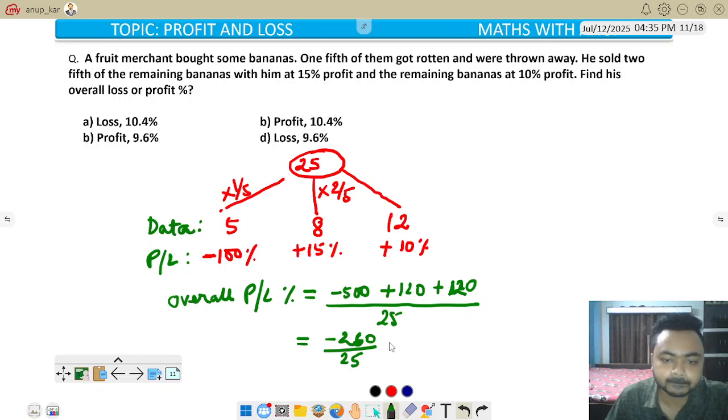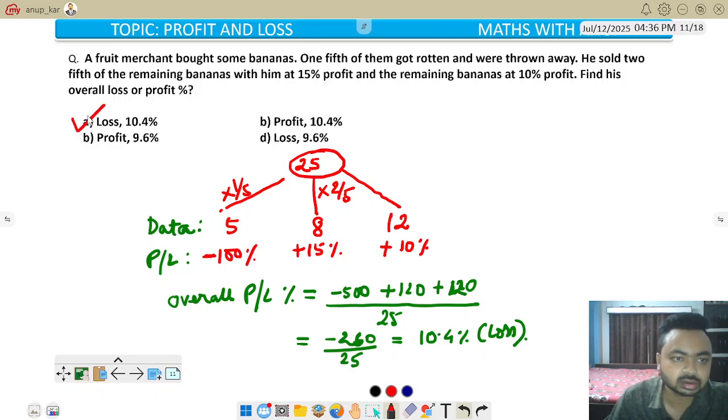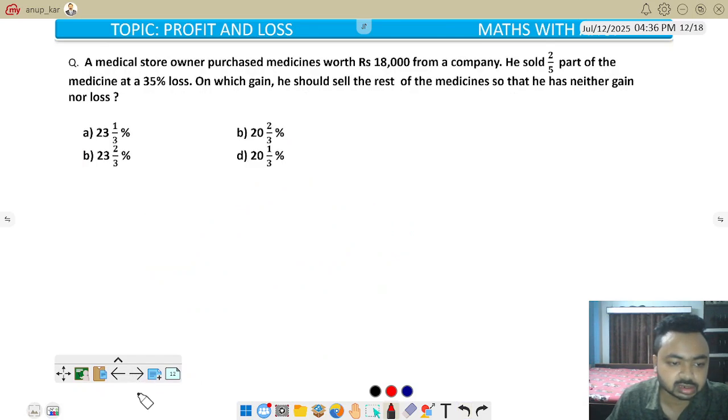So it will be how much? 25 ten times is 250, so it will be 10.4. 10.4%. Of course it will be loss. 10.4% loss. Okay, so coming to the next question.